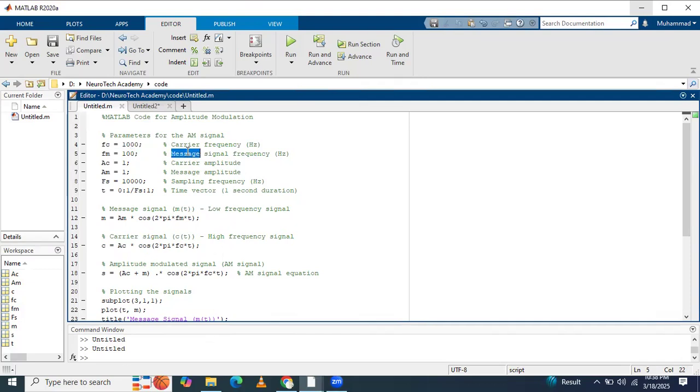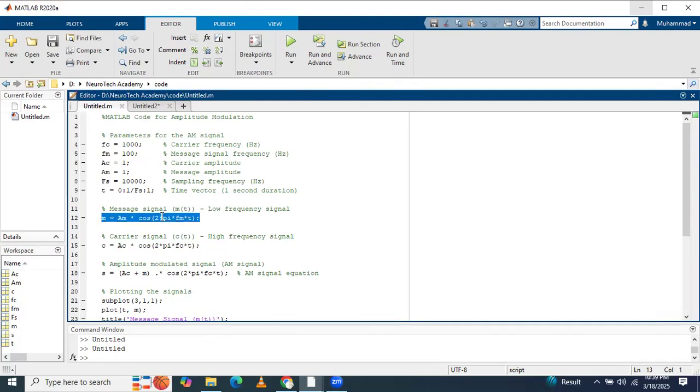And then there is your message signal, that is your low frequency signal. I am taking 100 hertz. Then the carrier amplitude is 1. Also, the message amplitude is 1. And the sampling frequency I am taking at 10,000. And time will be varied from 0 to 1 with the sample of 1 over fs, that is the sampling frequency.